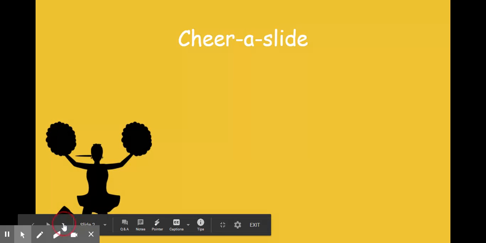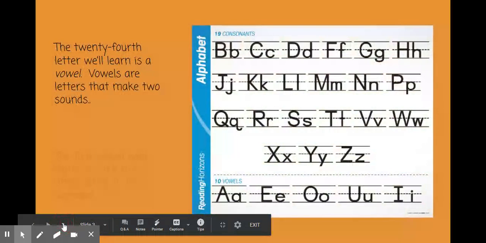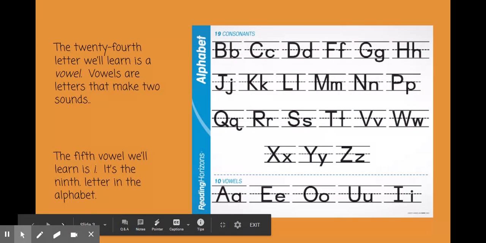So today we're going to be learning one of the last few letters we have left, and it's the vowel I. We're on the 24th letter, so we have two more letters after this letter, and they both make the same sound. We have C and K left, and we're going to learn about the last vowel. This is the last vowel in the alphabet. It's the letter I.